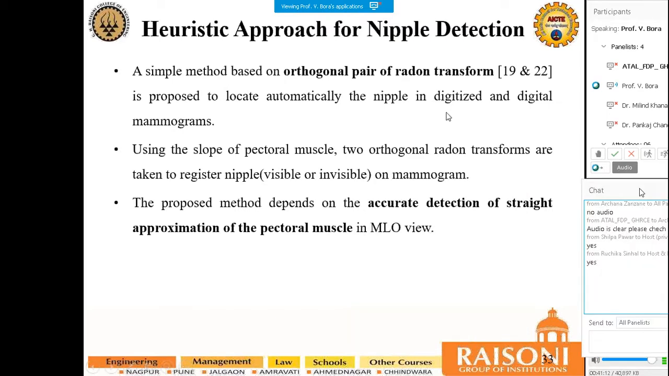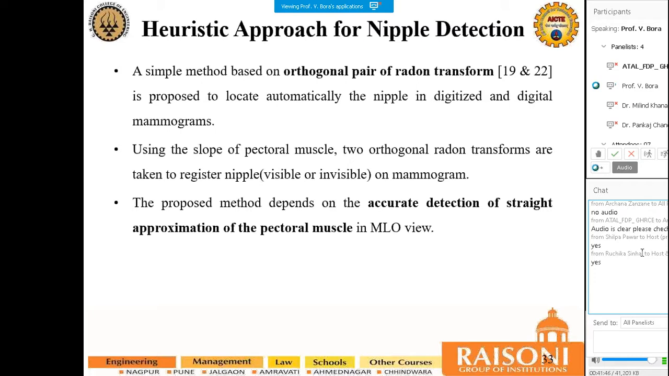So how was it developed? Using the slope of the muscle. Now from the pectoral muscle, we had already calculated the straight line Hough transform, and from that Hough transform straight line, we obtained the slope of the muscle. So that slope was used here to generate the two orthogonal radon transforms to detect the reference point. Again, whether it is visible or invisible, it is able to detect it. And that was the challenge which was there in the literature. If it is invisible, it is very difficult to detect the reference point.